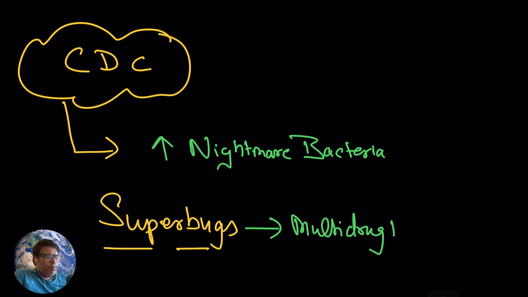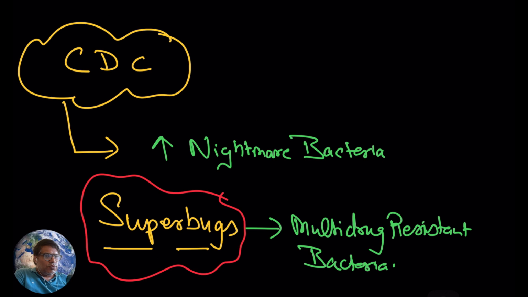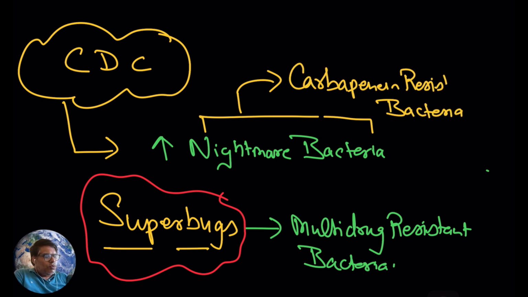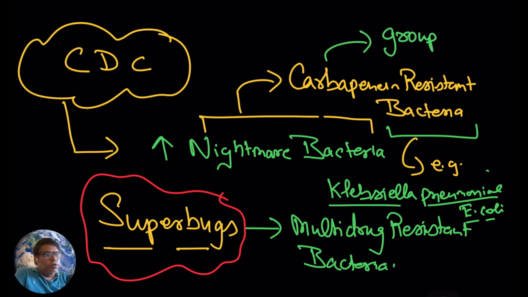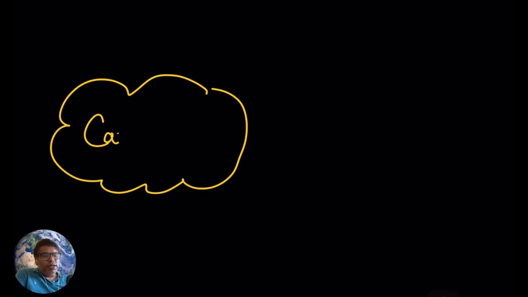Hopefully, you must be knowing about superbugs. Superbugs are multi-drug resistant bacteria, and nightmare bacteria are also resistant to most of the drugs. Generally these bacteria are resistant to carbapenems. So keep in mind, nightmare bacteria are carbapenem-resistant bacteria. Here you are going to see bacteria like Klebsiella pneumoniae, E. coli, and this group of bacteria is resistant to the drug carbapenems. Now let me tell you what carbapenems are.